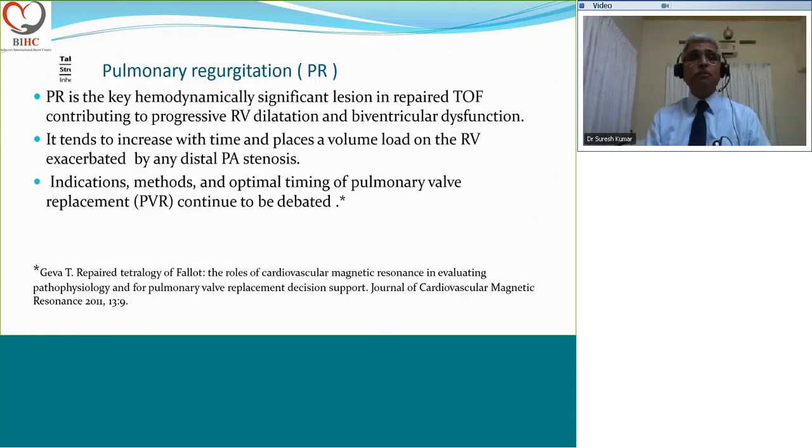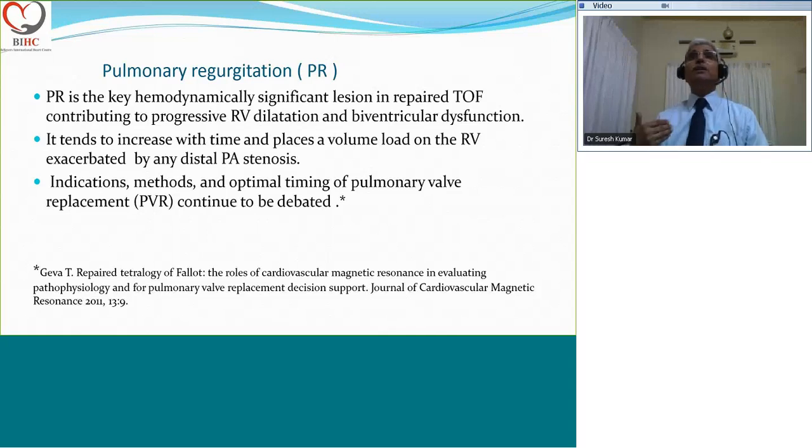Of this, the most important one is pulmonary regurgitation. It is a key hemodynamic lesion which will eventually lead to progressive right ventricular dilatation and biventricular dysfunction. It's peculiar that it tends to increase with time, and as it increases, it places a volume load on the right ventricle, which gets exacerbated by any RV outflow tract or distal pulmonary artery obstruction.